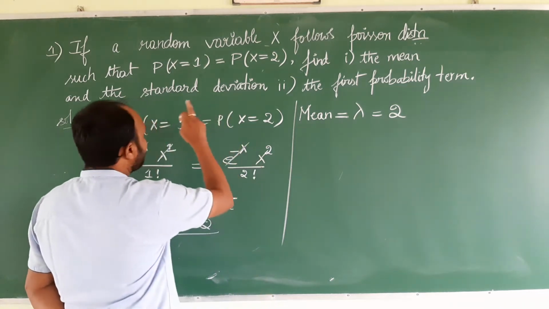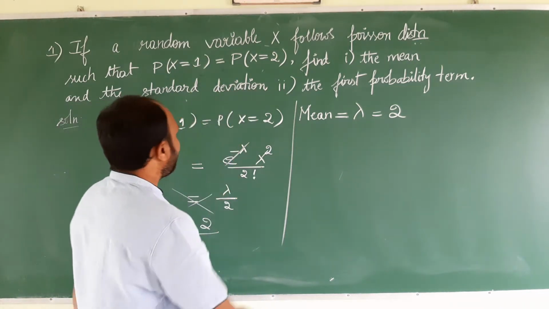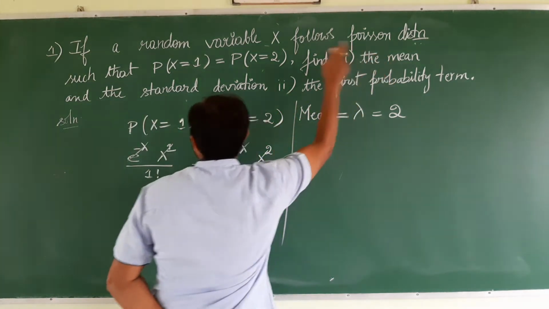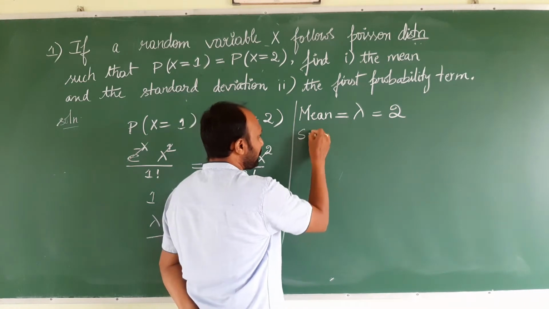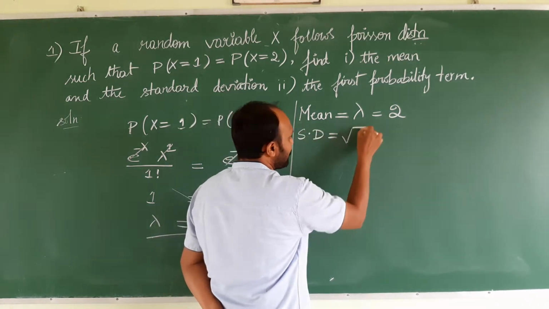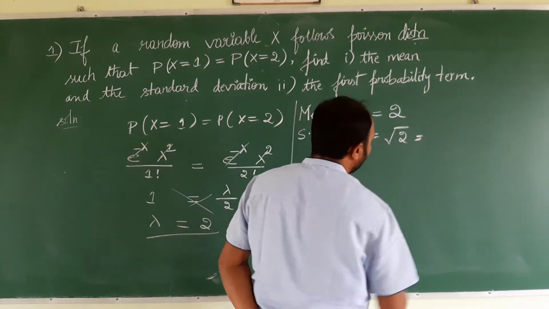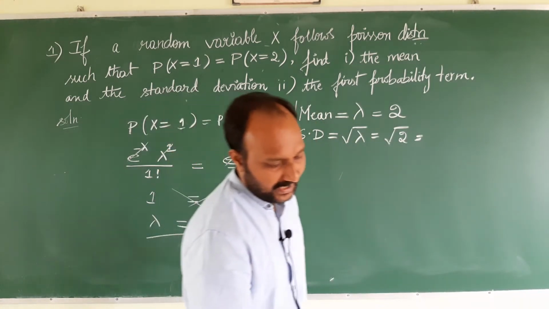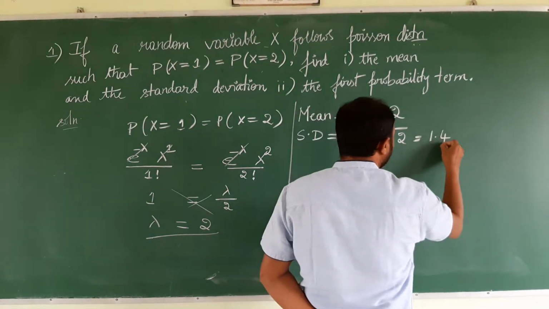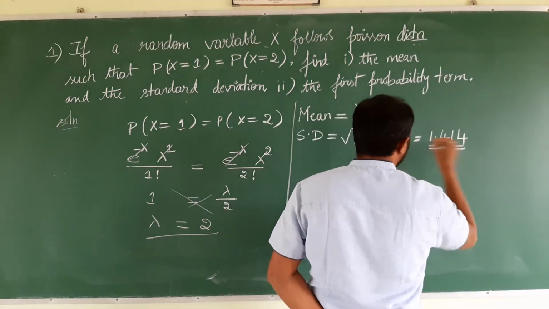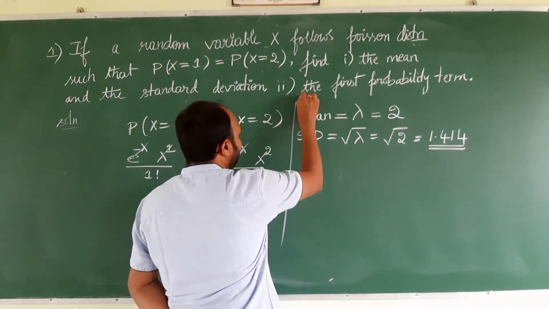Next, what is the second question? The standard deviation. In the first question, find the mean, and the second one is standard deviation. What is the standard deviation of Poisson distribution? Standard deviation is square root of lambda, that is square root of 2. So, what is square root of 2? The answer is 1.414. So we have solved the first question.